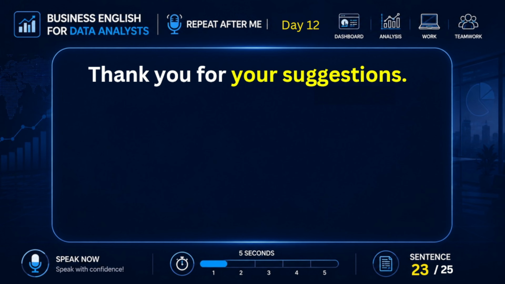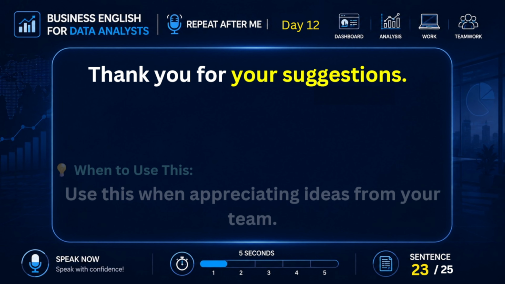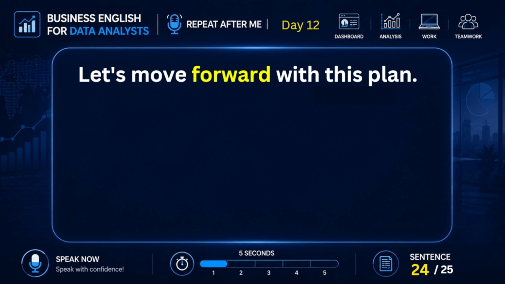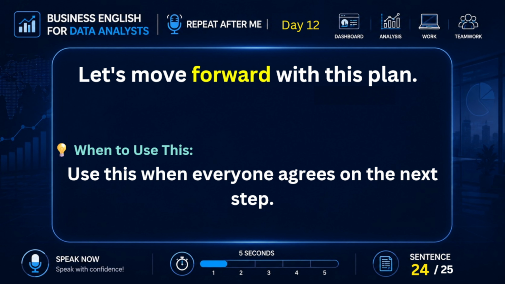Thank you for your suggestions. Use this when appreciating ideas from your team. Let's move forward with this plan. Use this when everyone agrees on the next step.